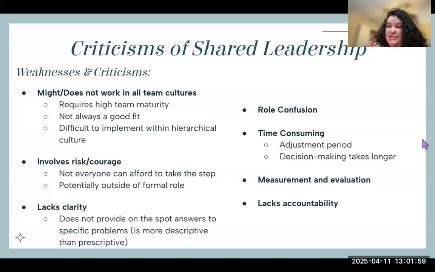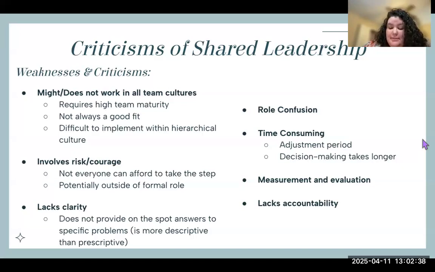And then it is potentially outside the formal role, which goes along with the role confusion. Sometimes that can just bring up conversations and frustrations amongst team members who feel like they're having to do somebody else's job. And then shared leadership theory lacks clarity. It gives a good descriptive, but is not prescriptive. So when you're looking at a model of leadership and you're wanting to know, I need to do this when this situation comes up, that's not necessarily what you're going to get within a shared leadership theory.